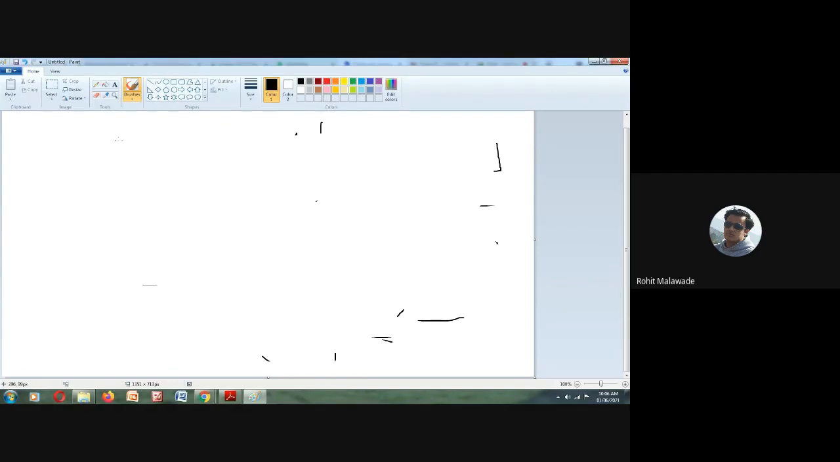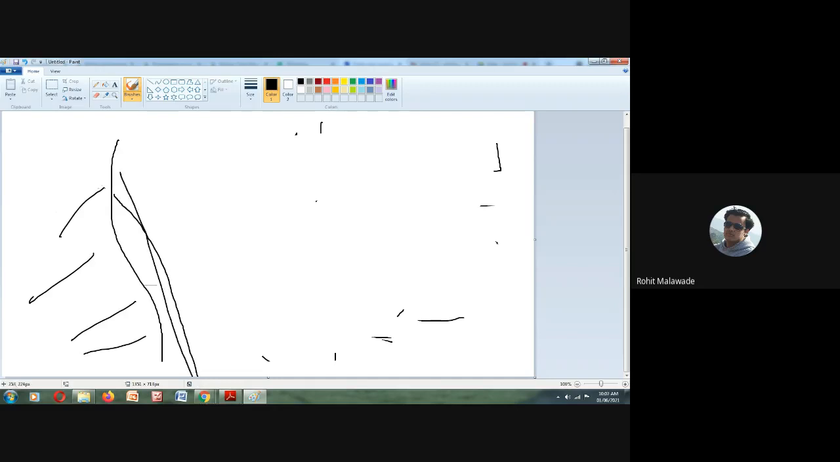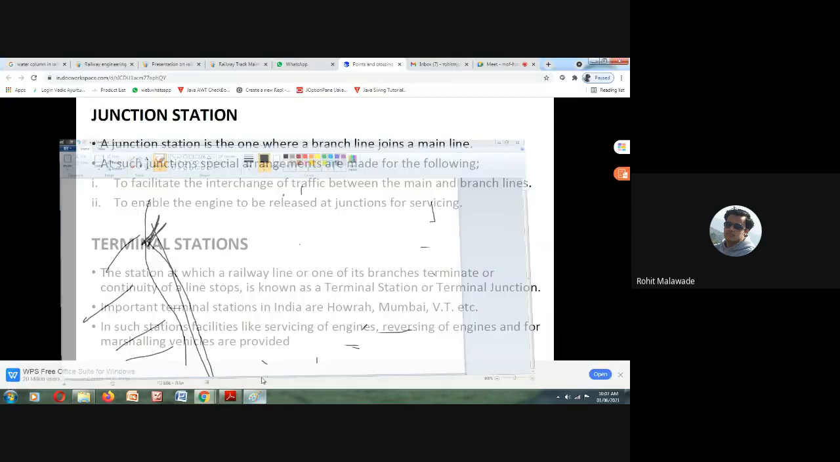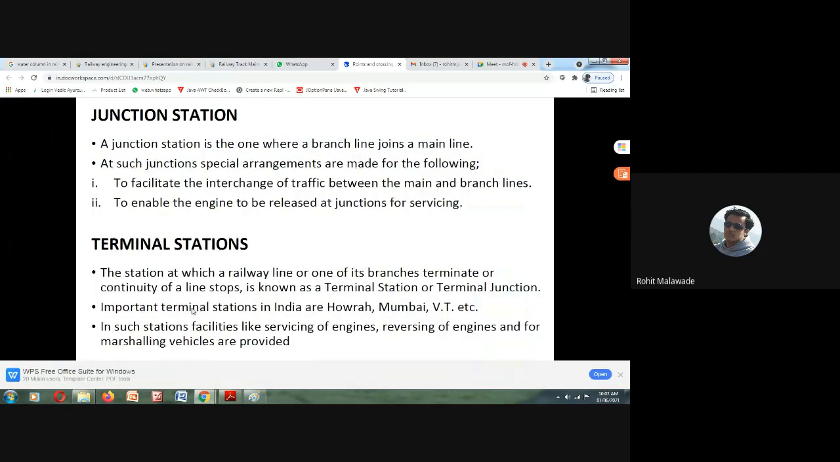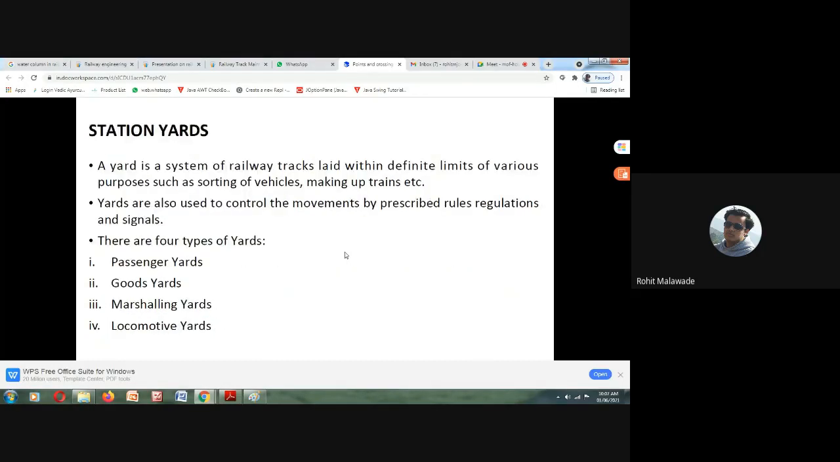Now this is your land boundary, right? And here there is a sea or water. If a railway line is running from this particular point and is going to stop here only, we call that a terminal station, where we stop the continuity of the railway line. In such stations, the activities we do are servicing of the engine, and marshalling vehicles are provided at the terminal station.